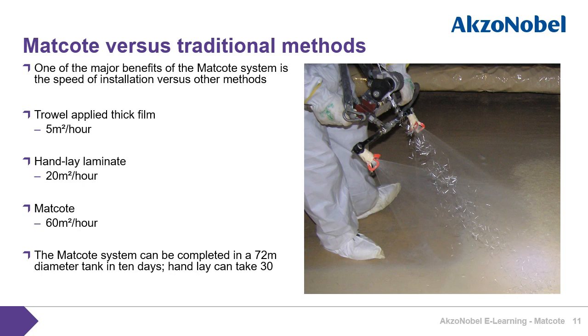And what this means is that a 72 meter diameter tank can be completed in 10 days with a Matcote system, versus 30 days or more with a hand-layer system.